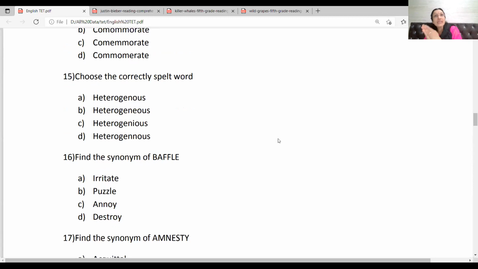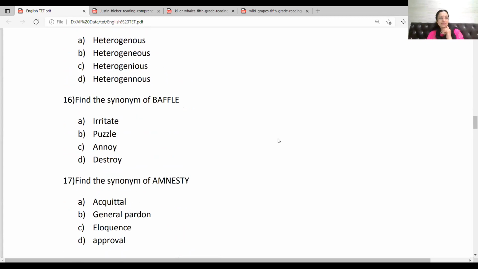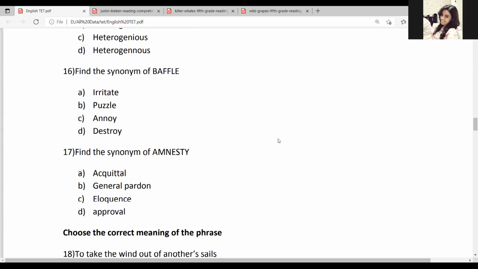Now, find the synonym of baffle. Synonym means similar meaning. B. Puzzle. Baffled. I was baffled. I was puzzled. Okay, very good. Find the synonym of amnesty. General pardon. Amnesty means pardon. Okay, it's a general. Eloquence. No. B is the answer.